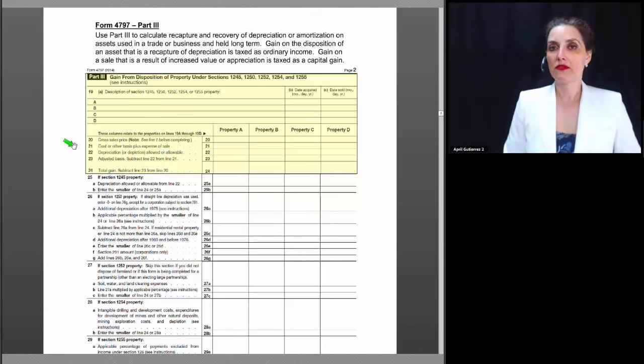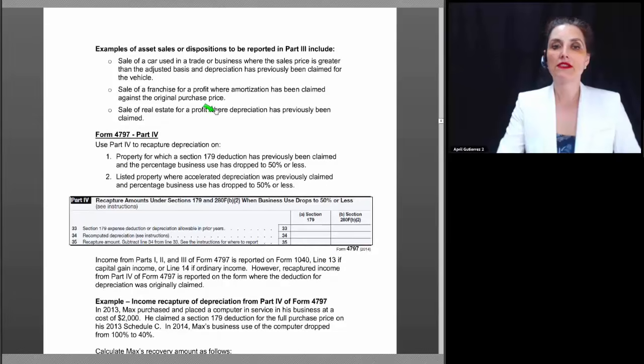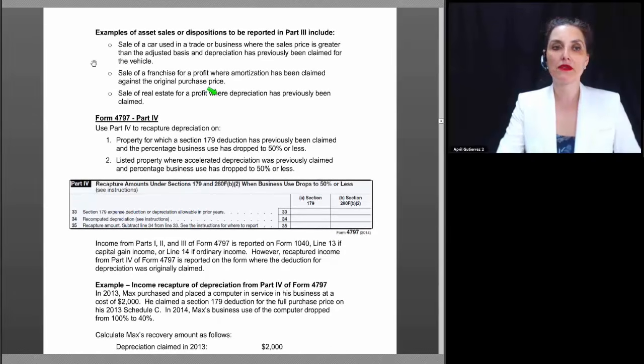So the starting point for 4797 is always to do Part 3 first. You need to look at the assets that you're selling and determine what assets belong in Part 3, what assets belong in Part 1. You would figure your gains from the sale of assets in Part 3, and once you finish figuring out Part 3, you carry numbers over to page 1 and begin completing Part 1 and Part 2 of the form.